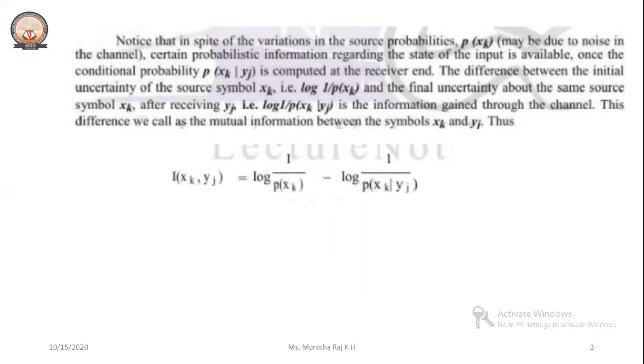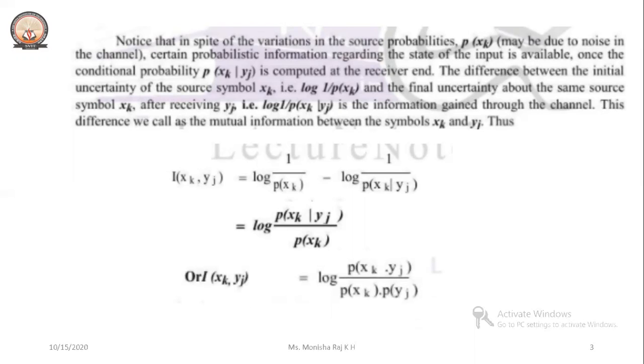Thus, I(xk,yj) = log of 1 by P(xk) minus log of 1 by P(xk|yj). This can also be written as log of P(xk|yj) by P(xk), or I(xk,yj) = log of P(xk,yj) by P(xk) into P(yj), since P(xj,yk) equals P(xj|yk) into P(yk). This is about mutual information.